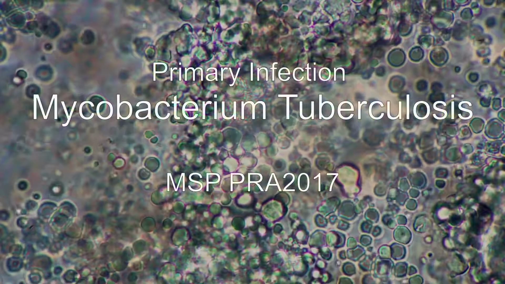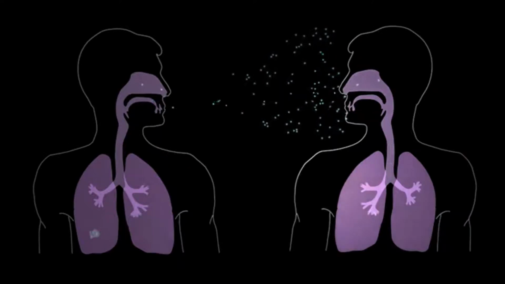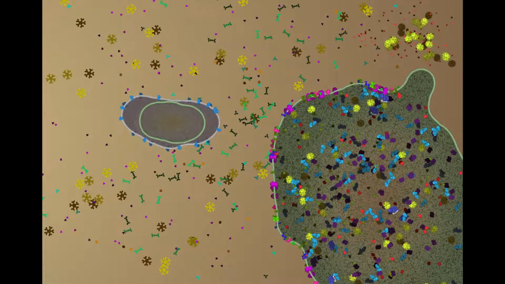Mycobacterium tuberculosis is a pathogenic species of bacteria which infects the throat and lungs. To begin, once MTB is in the alveoli of the lungs, it comes into contact with a resident macrophage, where it will be recognized as a pathogen when MTB binds to surface protein receptors of that macrophage.